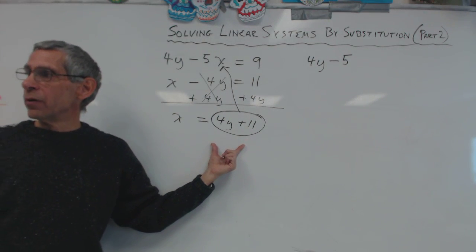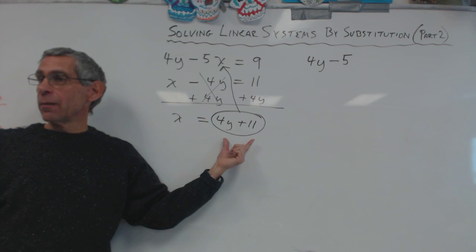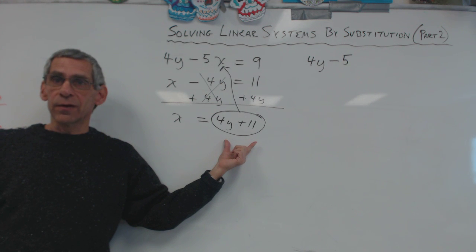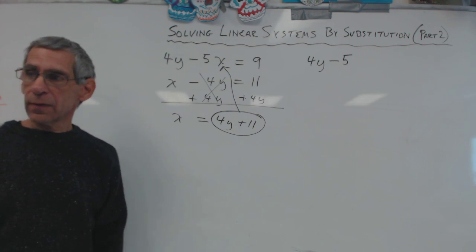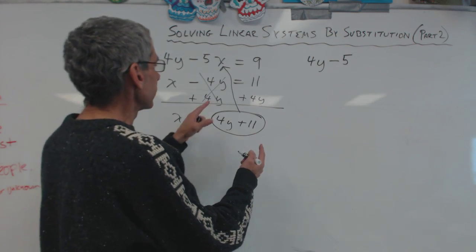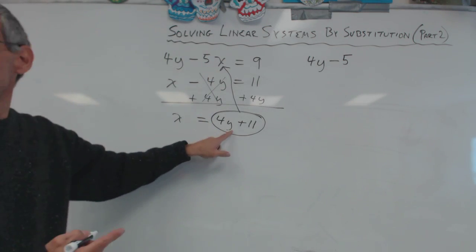I call this a blob, but it's actually a binomial. So would you put it in parentheses? Yes! Parentheses. You forgot to put the parentheses, because it's 5 times the blob, right?